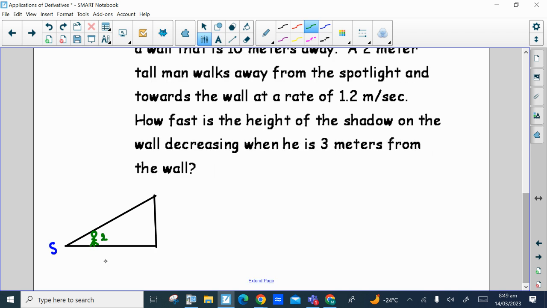So if we say that the base of this triangle is x, the rate of change of x with respect to time is dx by dt, and that is 1.2 meters per second. So as he walks towards the wall, the shadow on the wall is decreasing. The height of it is decreasing. And we want to find how fast the shadow on the wall is decreasing. So if we say that that is h, we want to find dh by dt.